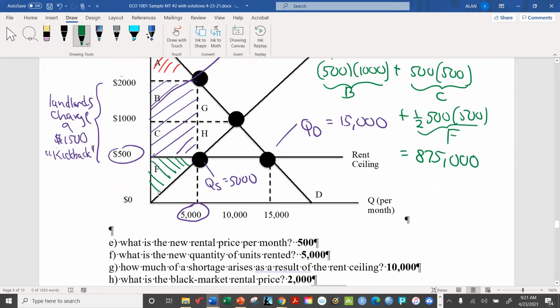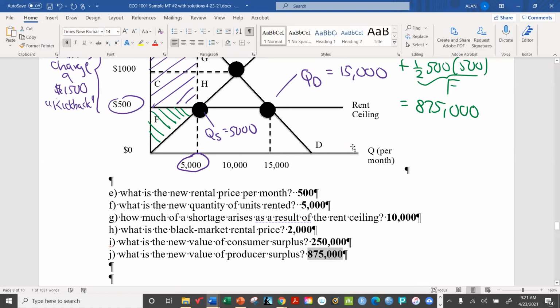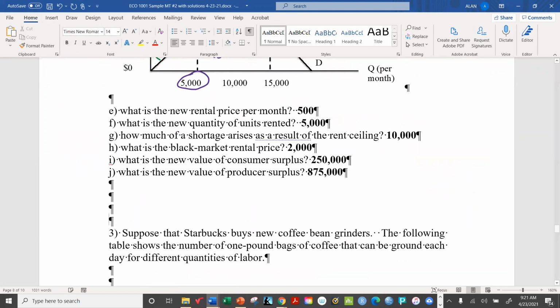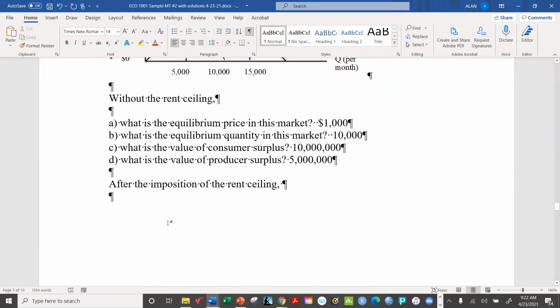Okay, so even with the bribes, the producer surplus is only 875,000. Now that's still a big loss. Imagine what it would have been without the bribes. Now, it doesn't ask us to do this, but we want to compare the two. Original consumer surplus was, yeah, look at that, 10 million. Man, that's a huge loss.